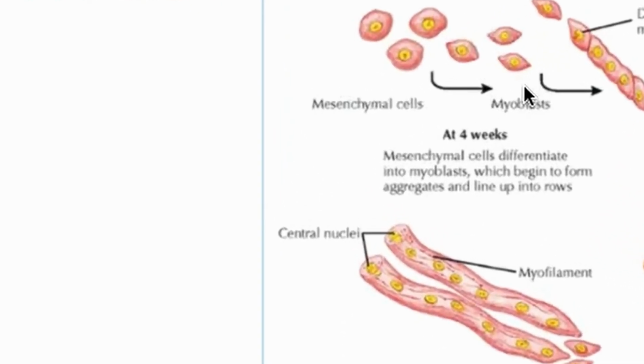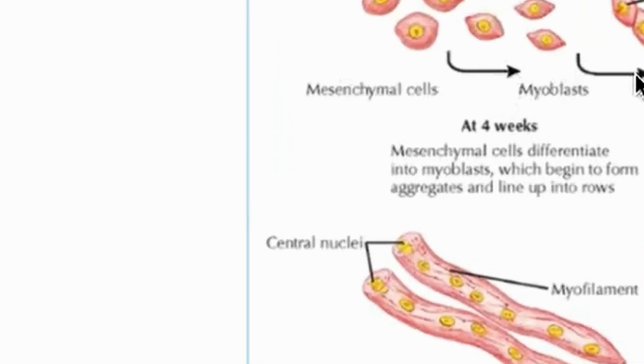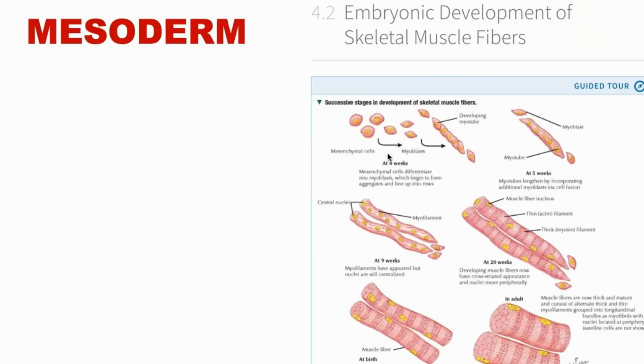Remember, I said that the blast cells are the immature version of the cell. So what would the mature version of myoblast be? Myocytes. Myocytes, which is why we call the muscle cells myocytes, right? Cardiac myocyte, skeletal myocyte, muscle fibers, muscle cells, myocyte.